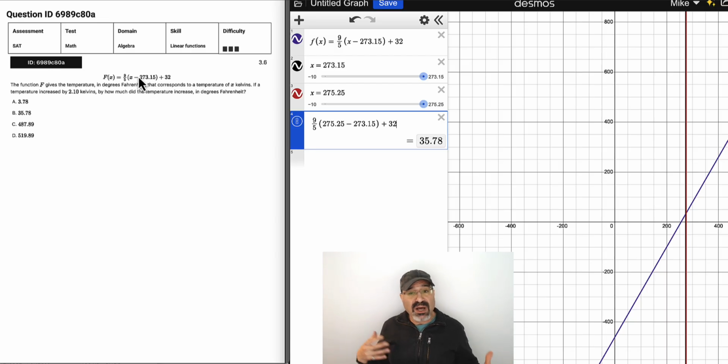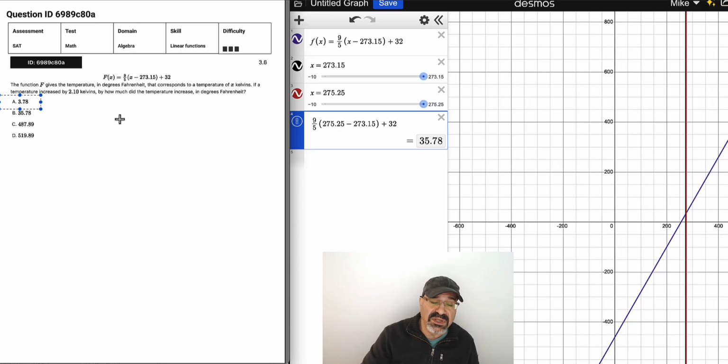9/5. So not quite 2, right? So 1 4/5. We're going to make these degrees bigger, but we're not going to make them that much bigger. So if we increase the temperature by 2 kelvins, of these choices, 3.78, 35.78, and then numbers that are just far, far too big, we know the answer has to be 3.78 because it's the only answer choice where the degrees are even remotely close to the size that the degrees were at the input part of the equation.